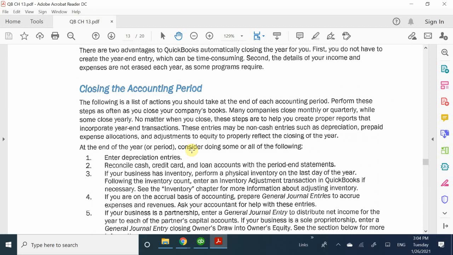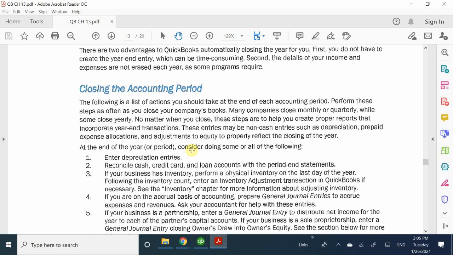So as we know, we don't get to take an example look in here, but it's pretty straightforward. You do a general journal entry. You're going to debit your depreciation expense account, and you're going to have an accumulated depreciation account that you credit, okay? And that is pretty straightforward.